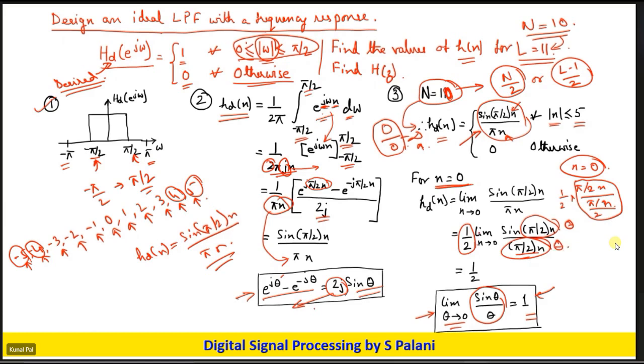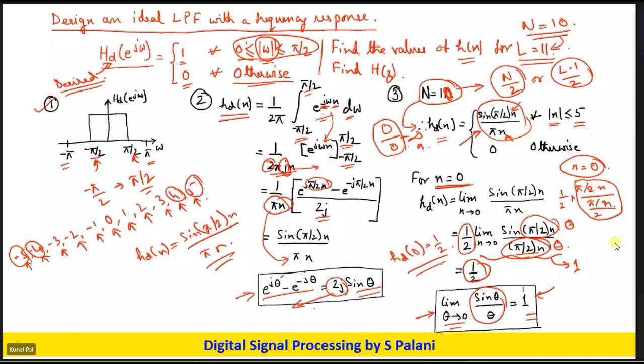Now limit n tending to 0, theta by theta is 1. So in this case, this factor becomes 1 and we are left with half. For n equals 0, the value is now half.